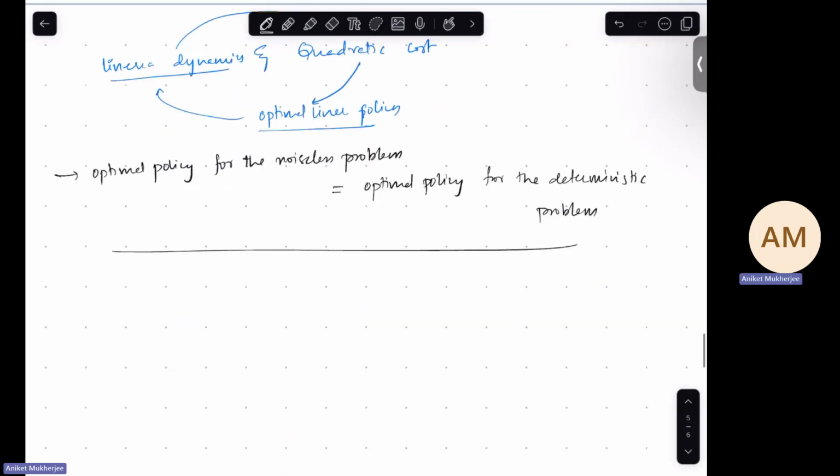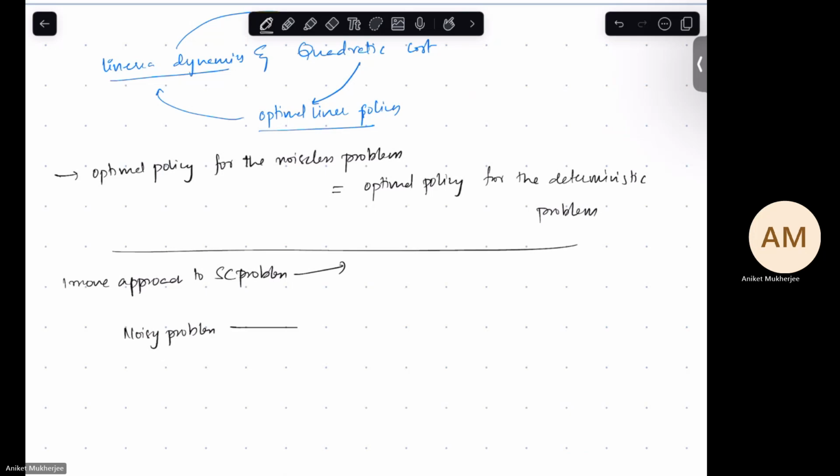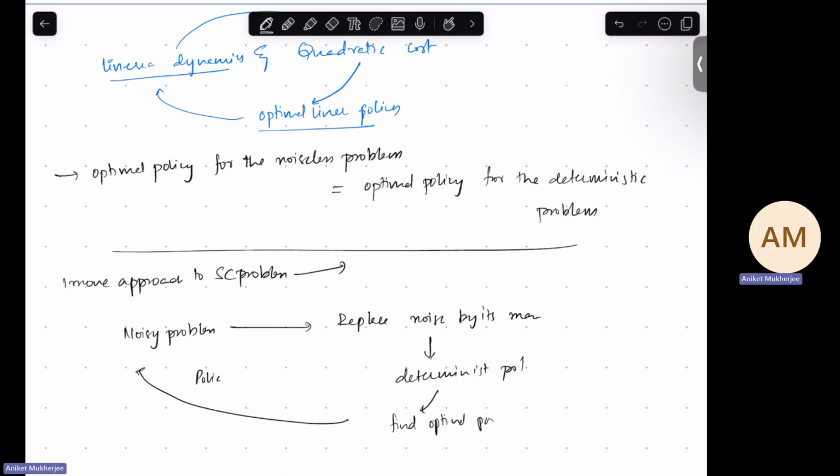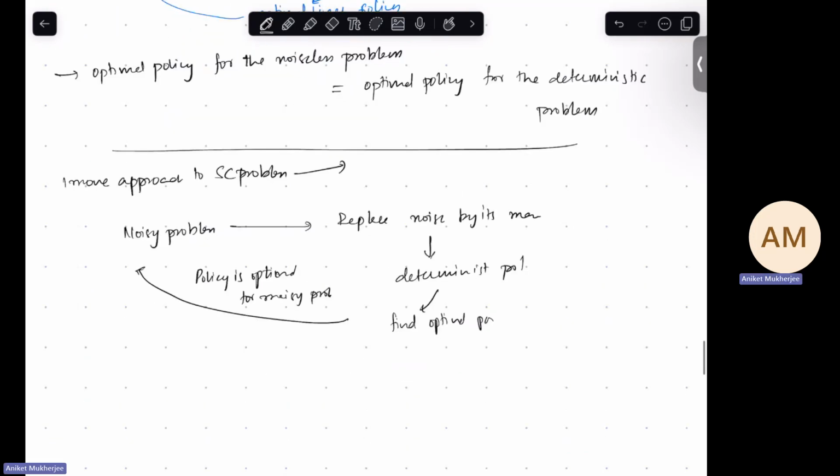And so there is one more approach to solve the stochastic control problem. You have a noisy problem. What you do is you replace the noise by its mean and make it a deterministic problem. You find the optimal policy, and the policy is optimal for the noisy problem. So this equivalence of making the deterministic problem equal to the noisy problem by just replacing the noise with its mean is true for LQR problems, as we saw above.